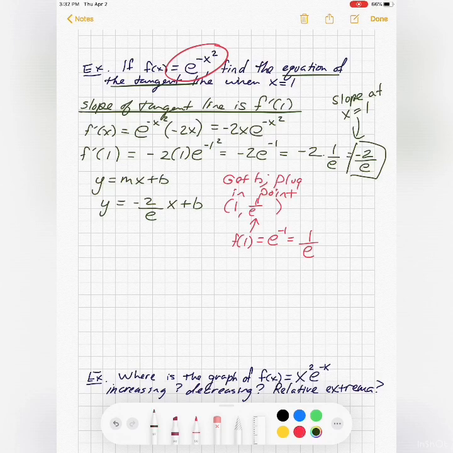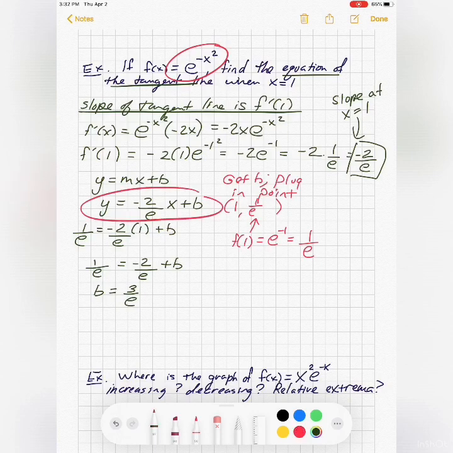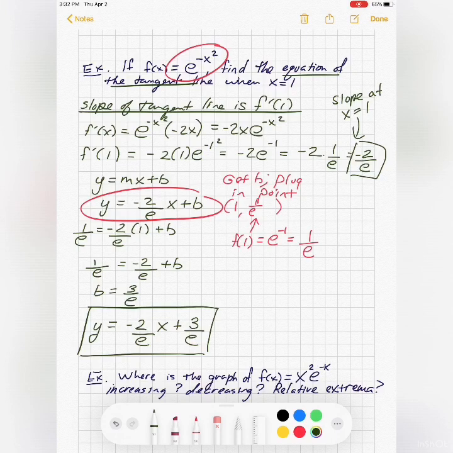Okay, now I plug those values in here. So I have 1 over e. It's negative 2 over e times 1 plus b. And then add the 2 over e. So 2 over e plus 1 over e is 3 over e. And then I go back to this guy. And I put in my b, which was 3 over e. And so there's my equation of my tangent line.